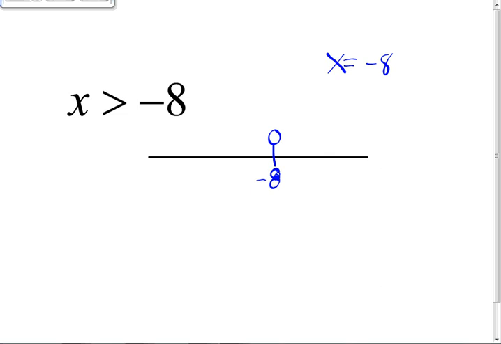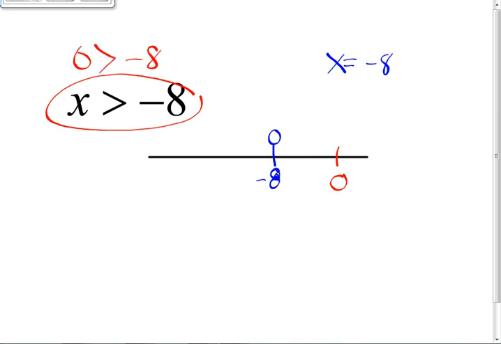Now, what's the easiest number I can test in my inequality? Because I'm just going to do guess and check. What's the easiest number I can put in here and try it out? In this sentence right there. What's the easiest number in the world? 0. And it goes over here. Is 0 bigger than -8? Yeah.